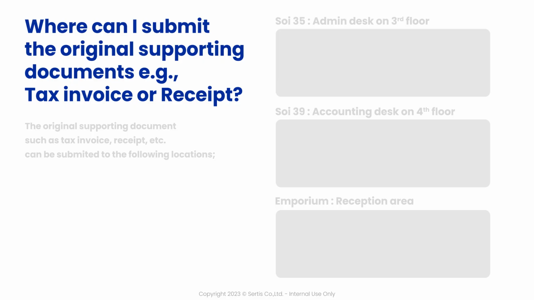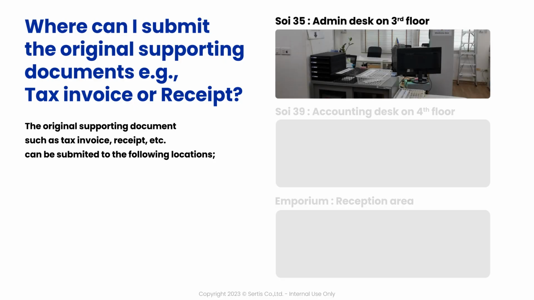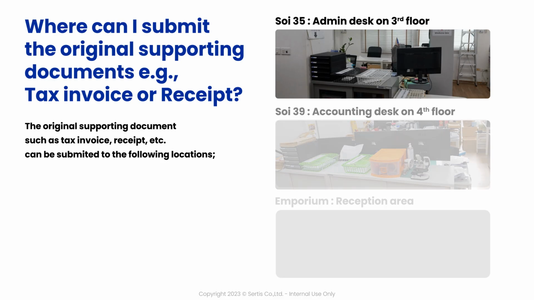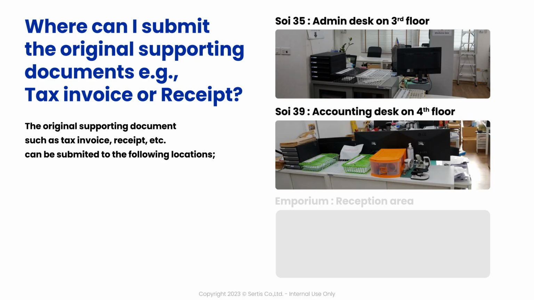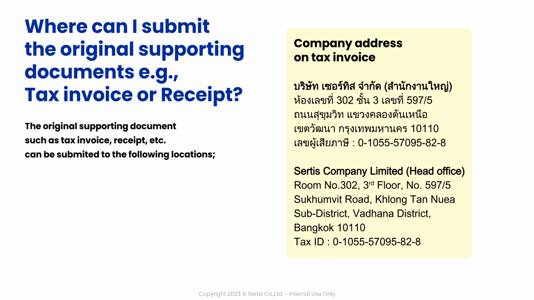Where can I submit the original supporting document, tax invoice, or receipt? The original supporting documents such as tax invoices, receipts, etc. can be submitted at the following locations: at Office Soi 35, Admin Desk on the 3rd floor; at Office Soi 39, Accounting Desk on the 4th floor; at the Emporium Office reception area. Before submitting in the reimbursement basket, please recheck the company address details to ensure that it is correct like this, because the accounting team needs the correct original document to be verified by the Revenue Department and the auditing team.